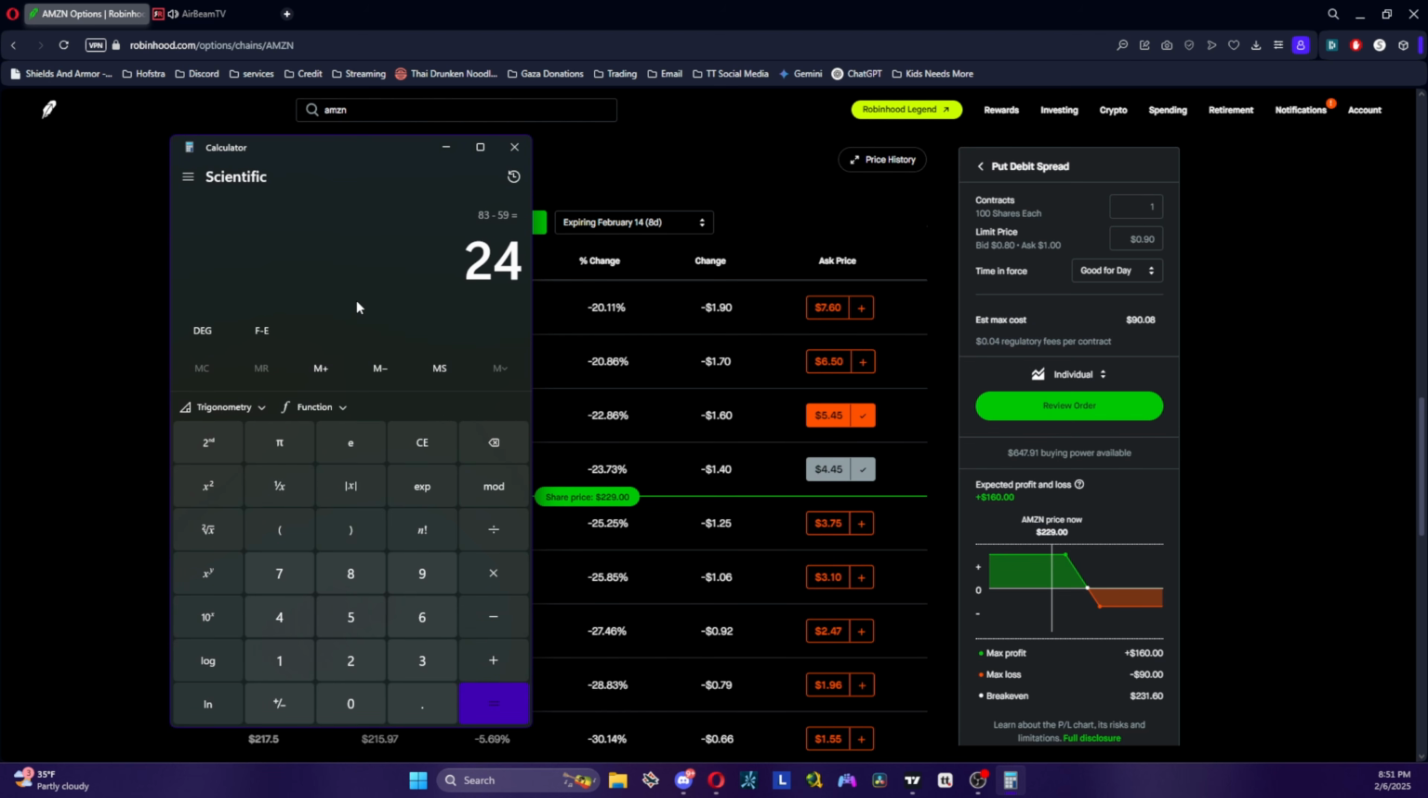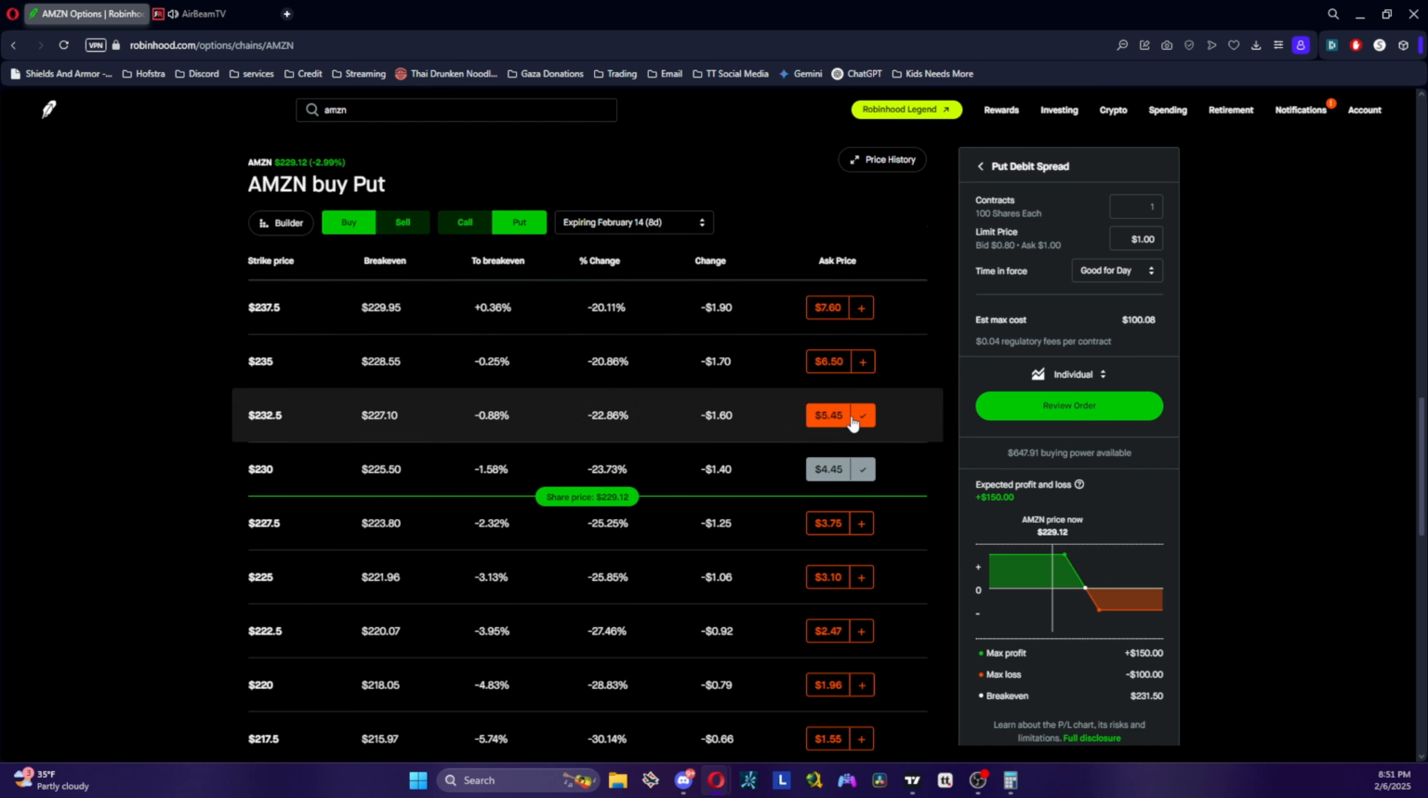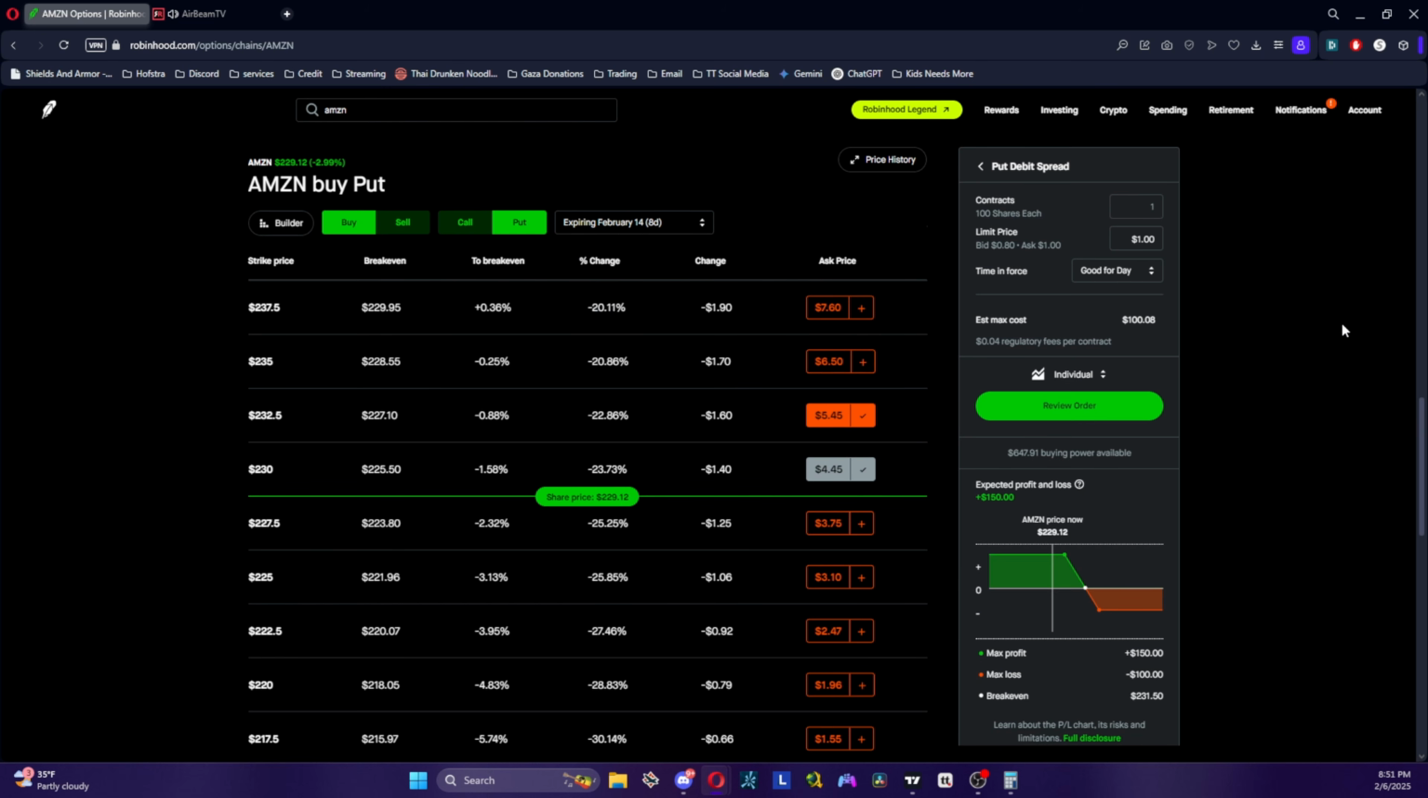Very simple math. We're going to take the expensive contract, which is 5.45, subtracted by 4.45. And that's going to give us a max cost of $1. I could have done that math right in front of you. I don't know why I had to pull up the calculator. You see the max loss is of course what we paid, and the max profit is 150. If we were to go farther out on expiration, of course that will give us more value, and so on and so forth. So that's how you do a put debit spread.